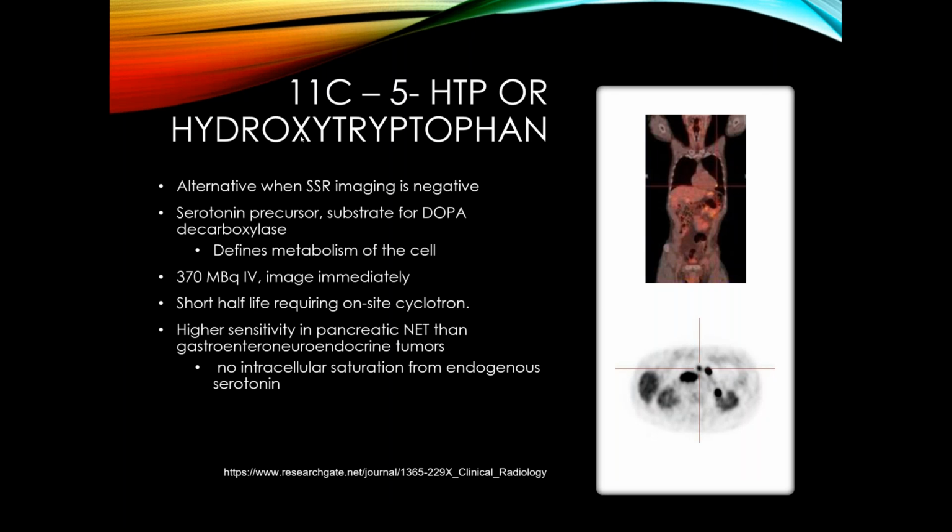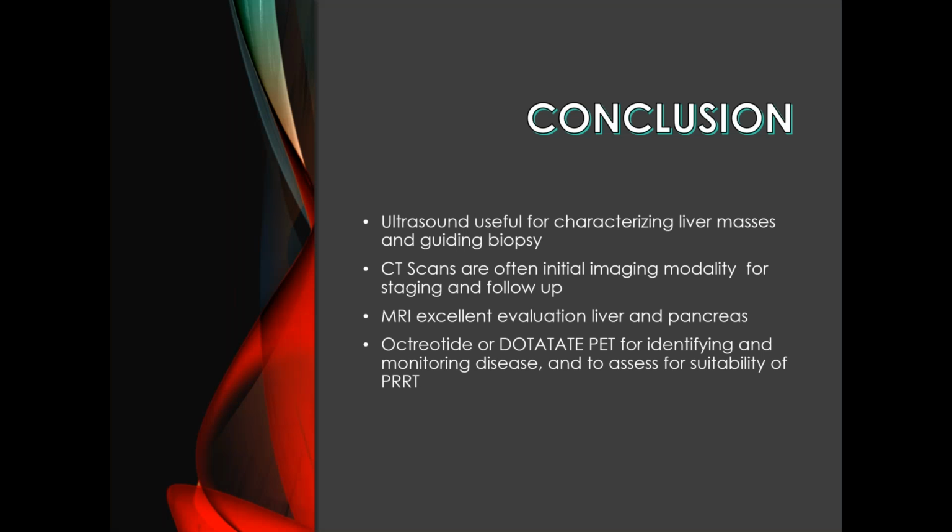And then there's a C11 hydroxytryptophan study, which is probably only in the States because the C11 is a short-lived radioisotope. And again, it's when you need to troubleshoot when you can't find where that neuroendocrine tumor is. Okay, so those are basically just an overview of all the different types of radiology and nuclear medicine.